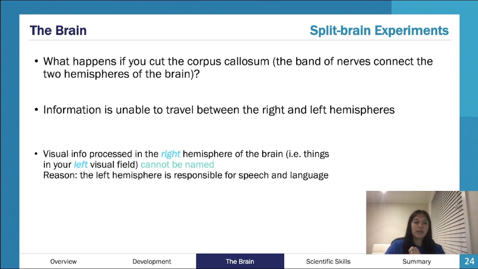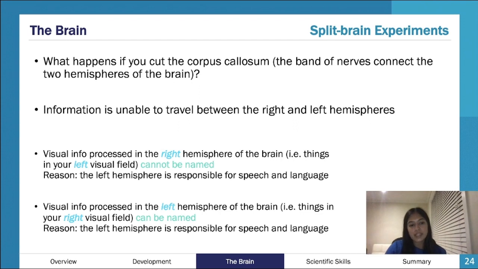So let's say I've got an apple in my left visual field, so it's on the left side of my face. The right hemisphere will process that, so that information will come through and be processed in the right hemisphere. The left part of your brain is what knows that this is an apple or describes it as an apple. So the right hemisphere is saying, okay, I recognize this object, what's it called again? But it is unable to take that information from the right side to the left side. So that's why it can't be named.